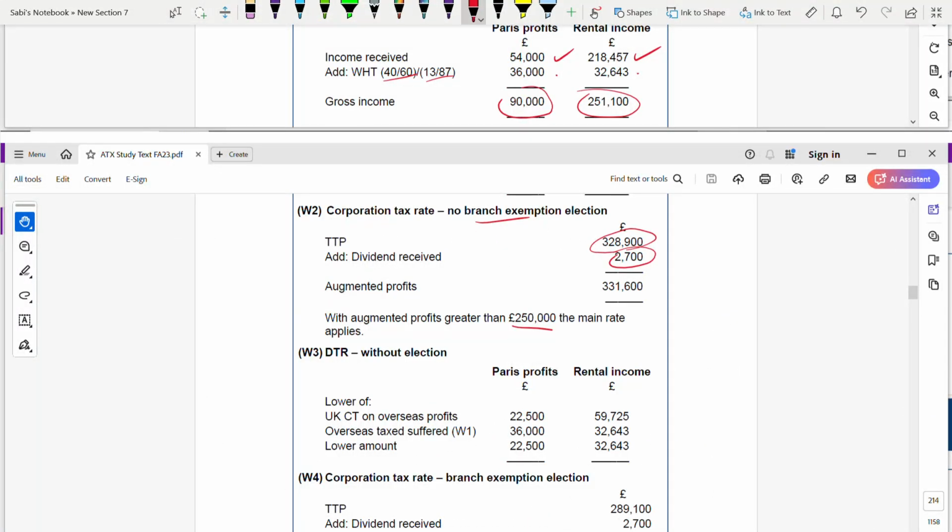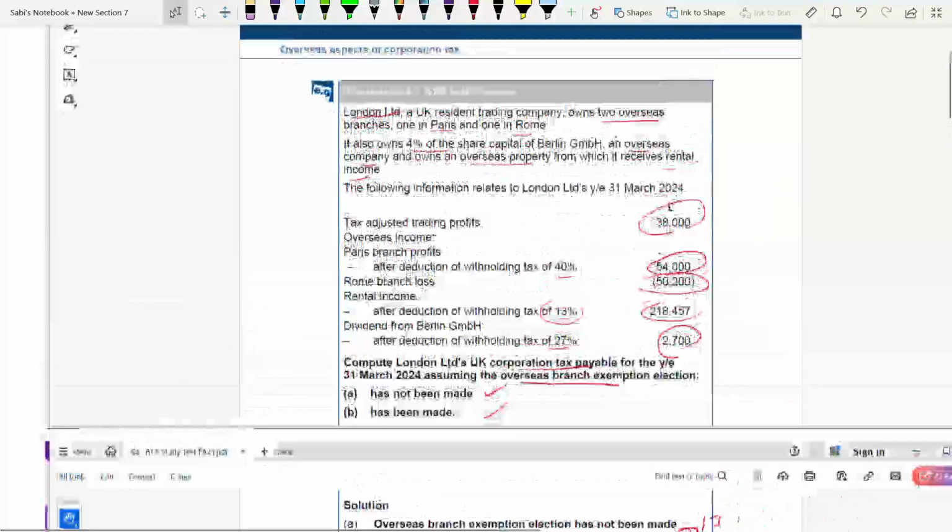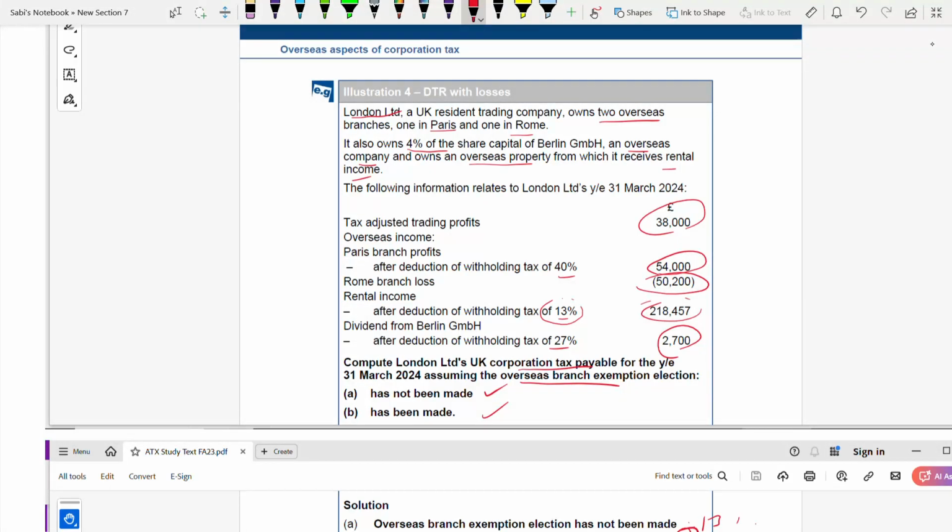Okay, you might be thinking why to gross up. You don't have to gross up dividend received. There is no double tax treaty for dividend received for withholding tax. As it is, you can take the figure and add with TTP. For dividend received, always you have to do like that because it's not taxed in UK. You don't have to gross it up. See, even dividend after deduction of withholding tax of 20%, right? You don't have to gross it up.